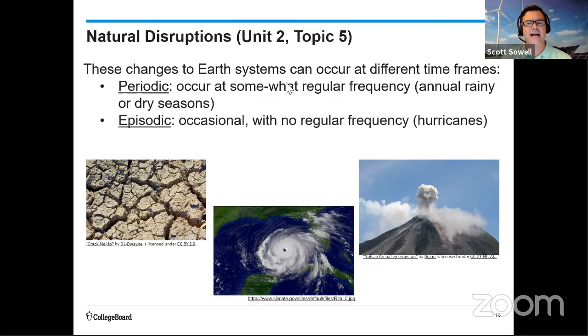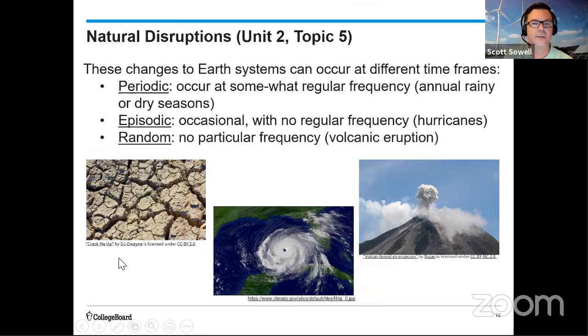Then we could have something that's episodic that happens occasionally, but not with a regular frequency, like a hurricane. Here in Florida, we get lots of hurricanes. Some years we have more than others, but there's no particular pattern in number and timing of them that is a regular frequency. And then we have things that are more random, no particular frequency. Now, random doesn't mean that we don't know how they occur. We know what causes a volcano, but the eruption of that volcano or the earthquake or some of those processes don't happen on a particular regular pattern. So that's why we consider it random.